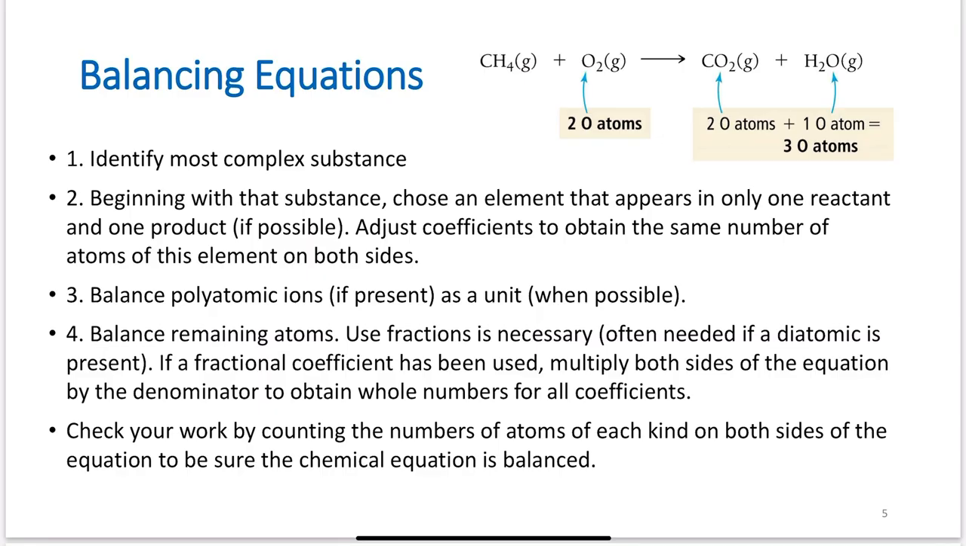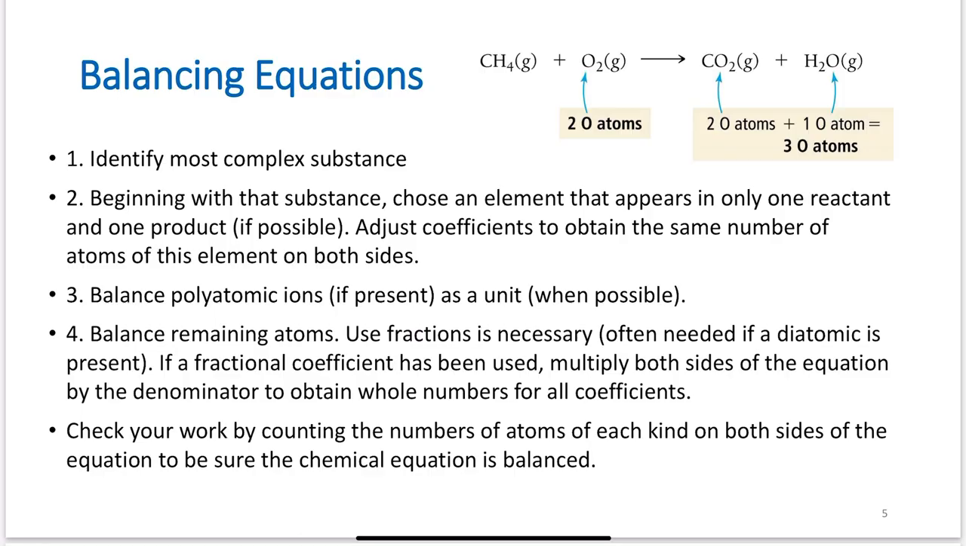When you're balancing equations, we do follow a set of rules to balance equations. You don't have to follow these rules, but I find it to be the easiest way to get a balanced reaction. So first, identify your most complex substance. Starting with that substance, choose an element that appears in only one reactant and one product when possible. That's not always possible. Adjust the coefficients to obtain the same number of atoms of this element on each side. And we'll talk about what coefficients, superscripts, subscripts, all of that mean. Balance polyatomics if present as a unit when possible. That's not always possible, but it is possible a lot of the time.